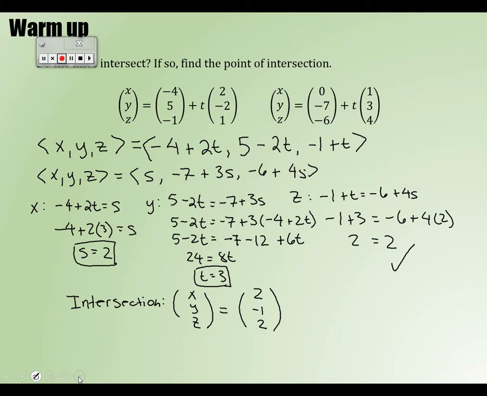Okay, let me, how do I do this? Screen, white screen. Okay, so the point that we just got was what? 2, -1, 2? Am I right? 2, -1, 2 is the point of intersection. So the line, I asked you to find the line passing through the intersection.